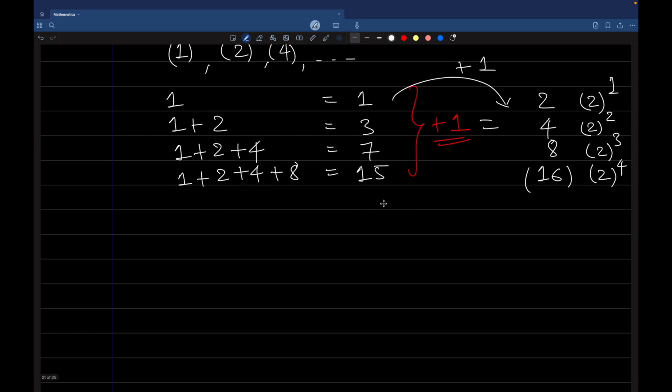Why does this happen? Let us try to visualize with a picture. If we see this pattern, let us see for 3.